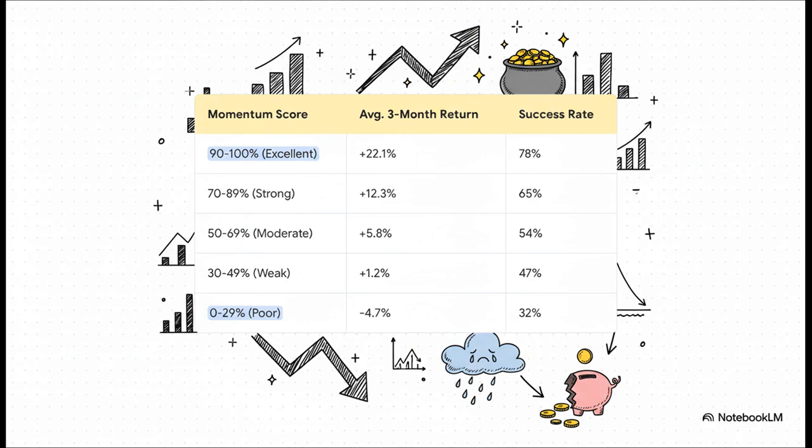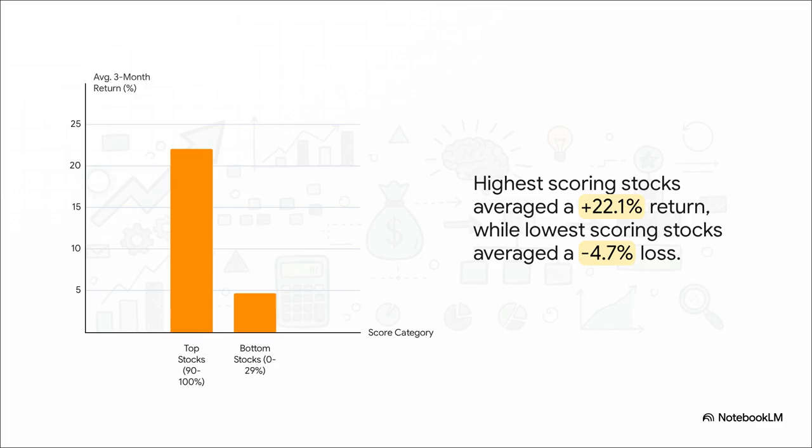Well, according to 3 years of historical data, there's a pretty clear correlation here. Stocks that scored in that excellent range between 90 and 100 went on to return, on average, over 22% in the next 3 months. And on the flip side, stocks with poor scores, they actually lost money. And this chart just hammers that point home. I mean, look at that difference. It shows you the dramatic split in performance between the stocks the algorithm loved and the ones it didn't. The data really suggests it's pretty good at separating potential winners from losers.